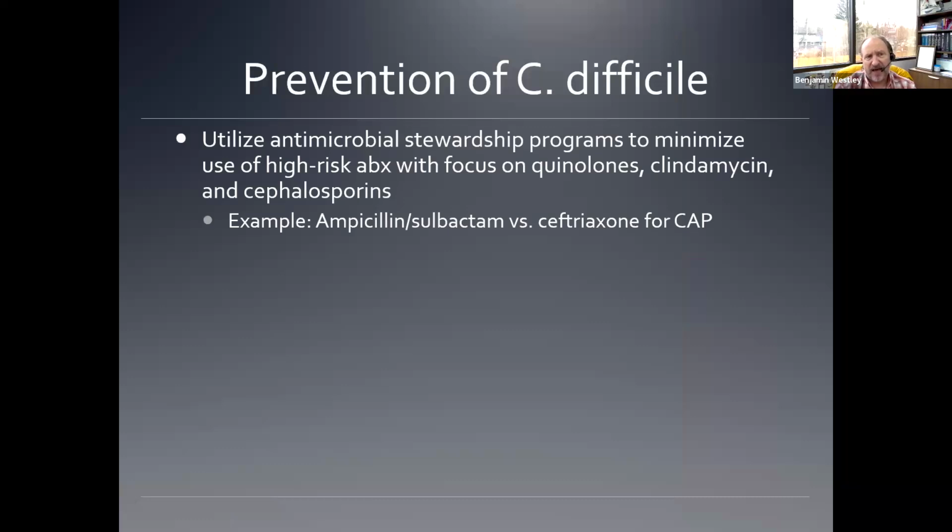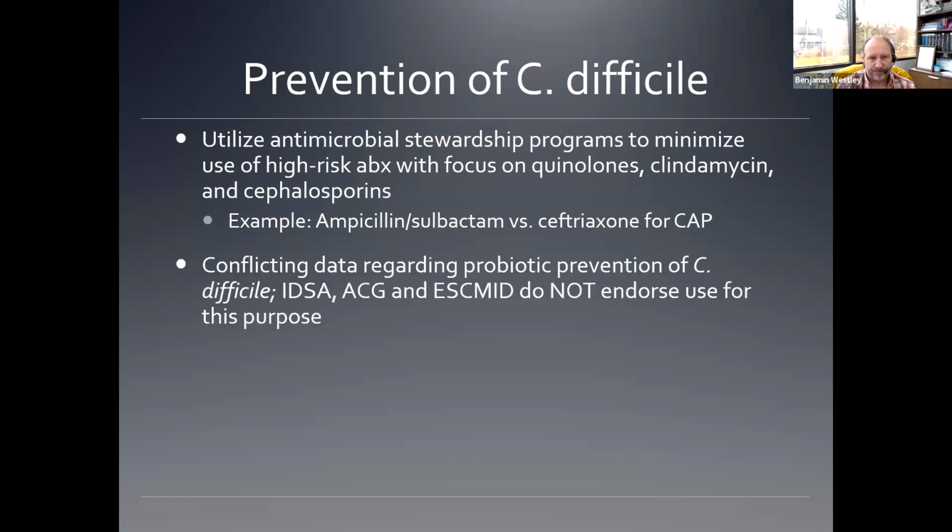So, pat on the back, hand clap for ourselves. Guidelines say that we should use antimicrobial stewardship programs to minimize use of high-risk antibiotics. Our focus on quinolones, clindamycin, cephalosporins is similar to what the guideline says. As a small example, we favor ampicillin-sulbactam over ceftriaxone. There is some rationale that that drug is less C. diffogenic, but there are many examples that you can try to just nudge prescribing to regimens that are safer.